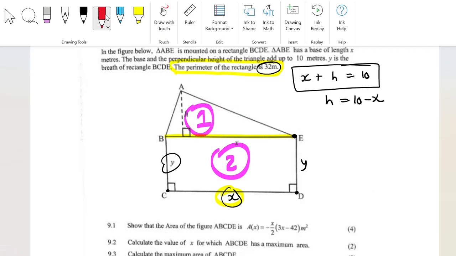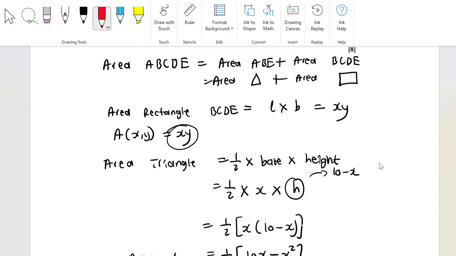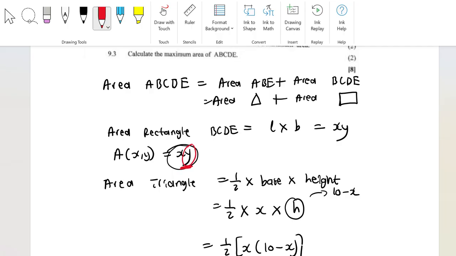Now, this means that x plus y plus y is equal to 32, right? So now, if you do that, you're going to end up with 2x plus 2y equal 32. Now, if you divide that, you end up with the expression x plus y is equal to 16. Well, from there, what are we going to do? Well, our aim is to calculate the area in terms of x alone. So here, I'm going to come and remove this y from the area expression.